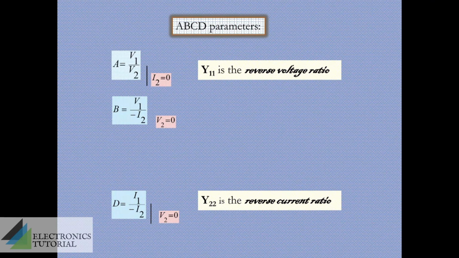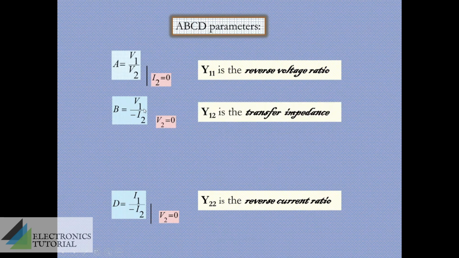The expression for B is written as V1 by minus I2. We know the relation V by I indicates that it is an impedance term. And here both the input and output ports are involved. So it can be termed as transfer impedance.